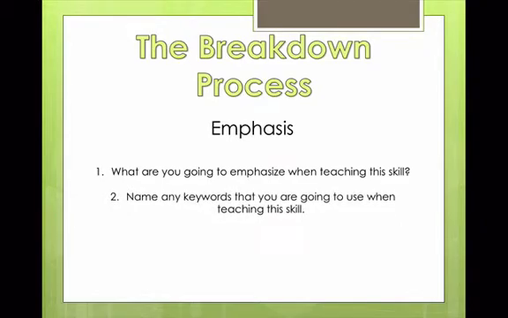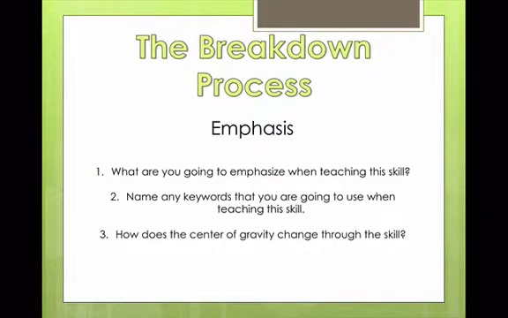Name any keywords that you're going to use when you're teaching the skill. Those are things like hollow, arch, round, big, little, big kick, lever. Those are all the types of keywords. So you're going to want to know what those are and make sure that the kids understand what those terms are as you use them. And then how the center of gravity changes throughout the skill is very important, because that's going to help them to understand the process of the skill.